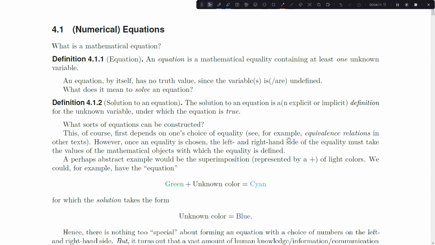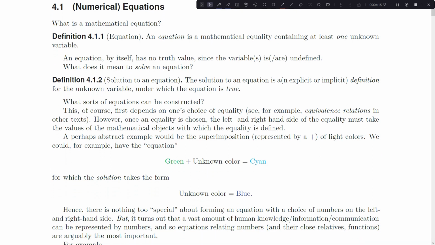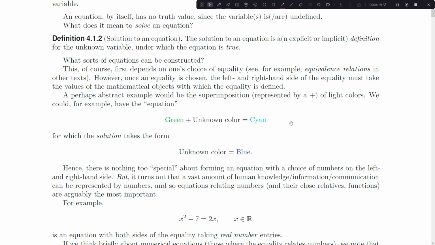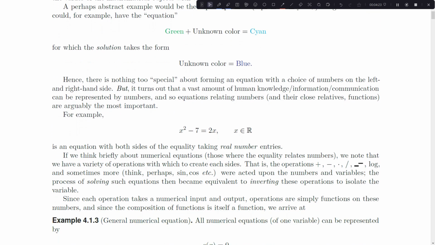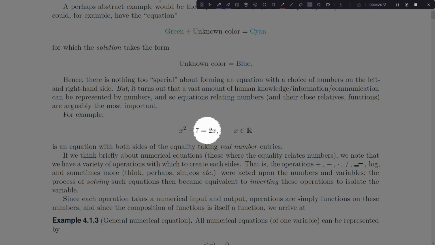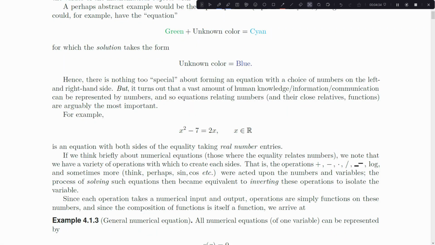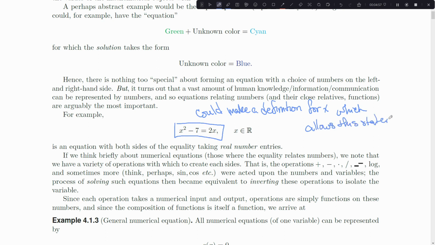So that's kind of the more abstract version of a statement, but let's make our way back into mathematics where we can actually have an equation relating numbers. So here's my equation relating numbers, x squared minus 7 equals 2x. Right now it has no true or false values. I'm just saying x is somewhere in R. No true or false values, and yet I could potentially make a definition for x which allows this statement to be true. That would be finding the solution to the equation.